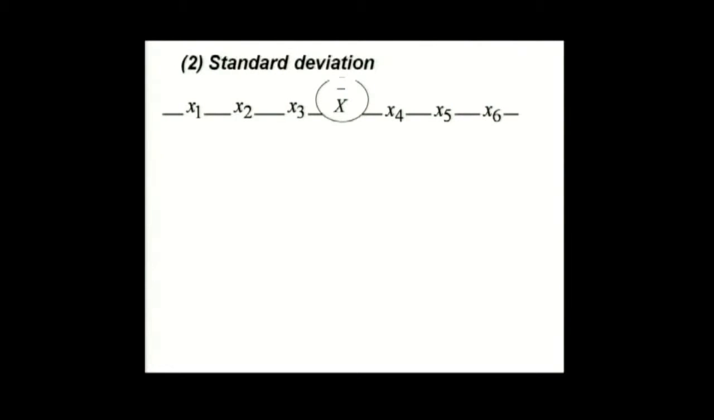The way we can understand the standard deviation is that it is a measure of the deviation of the individual observations from the center of the data, or the mean value.